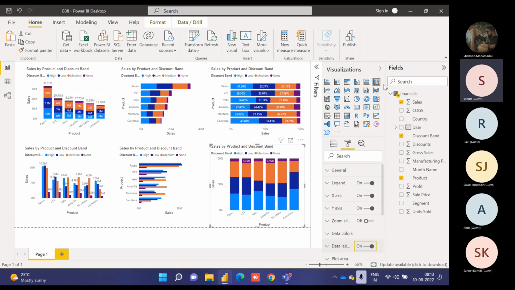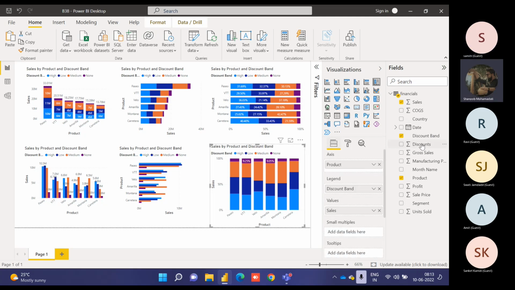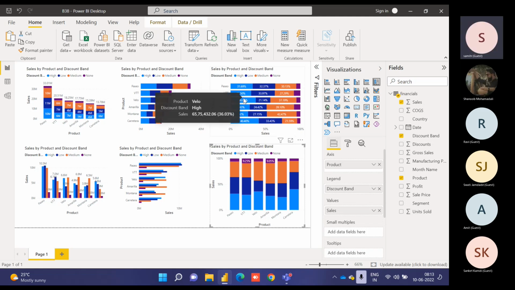Sir, that discount band high, low, medium, where did this come from? Did we apply a filter, or was it automatically populated? No, we are using the discount band field now. It has the distinct values high, low, medium. So by default, if we select discount band, then that will populate.